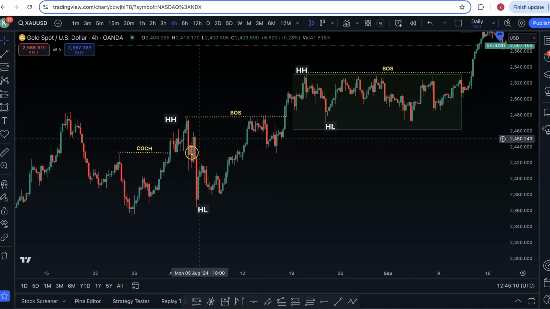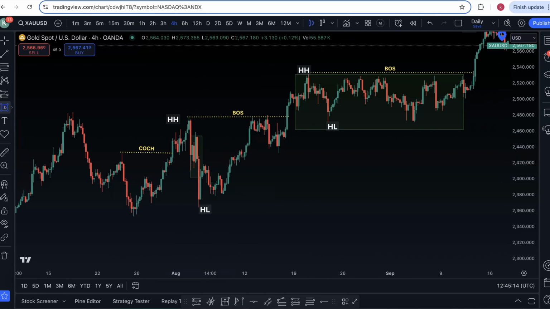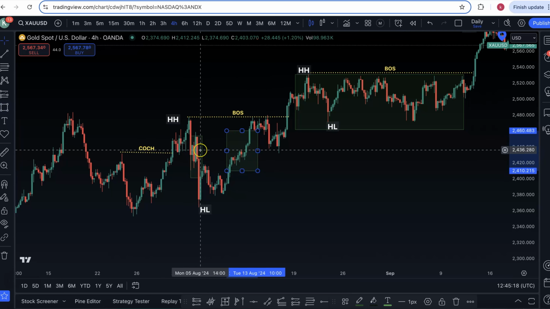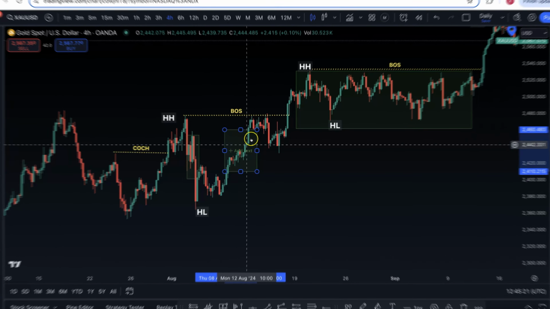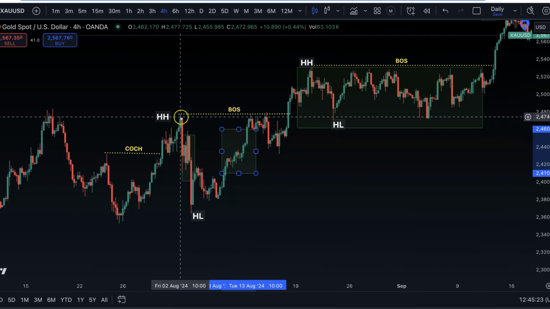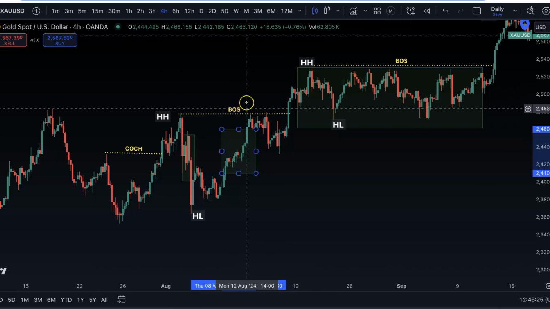Of course, we had all this price action in between, like here and here. But for me, this is internal structure. It didn't actually change anything because we had to actually get above this major higher high. So as you can see here, for us to say, okay, this is a break of structure.